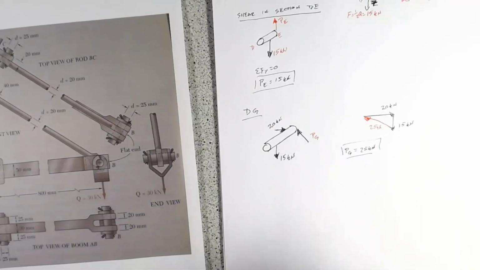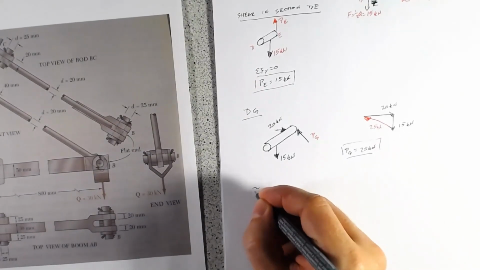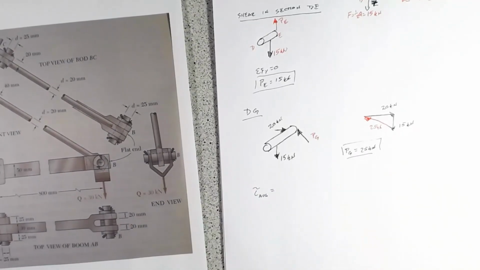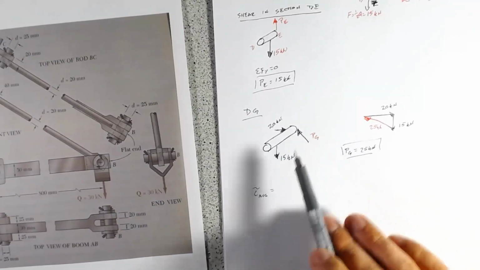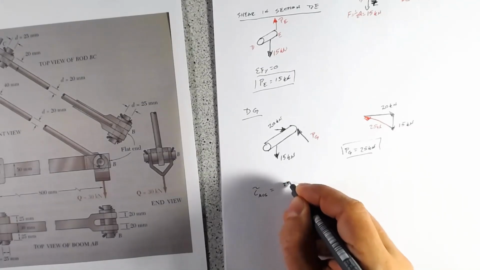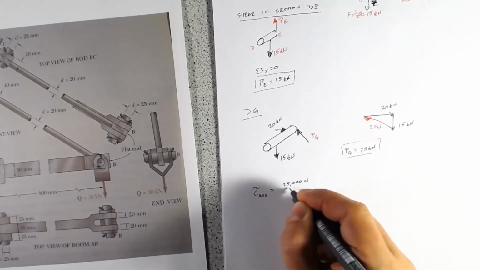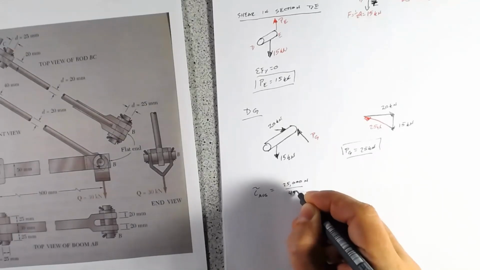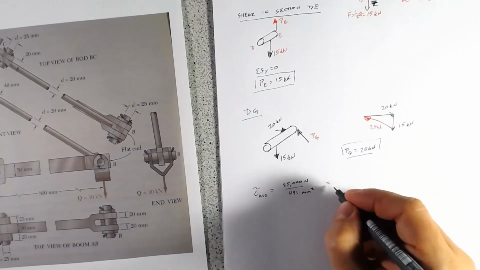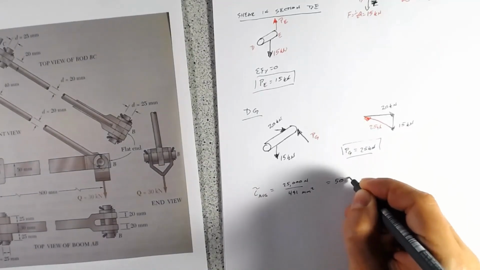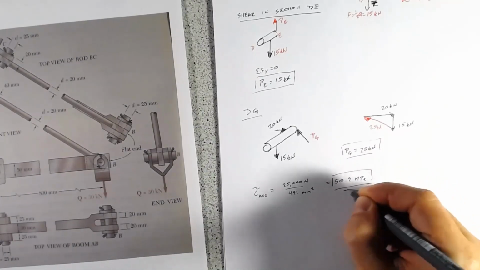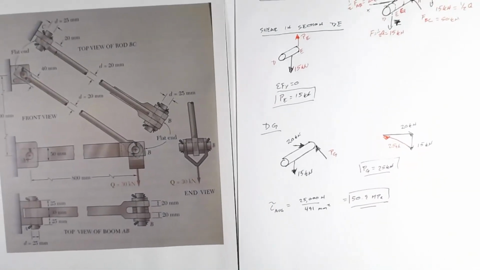So we can now determine our maximum shear stress. Tau average. Remember, this is the average across the section, not the average along the length. So tau average is 25,000 newtons divided by 491 millimeters squared, and that's going to equal 50.9 megapascals. And we're going to stop there.